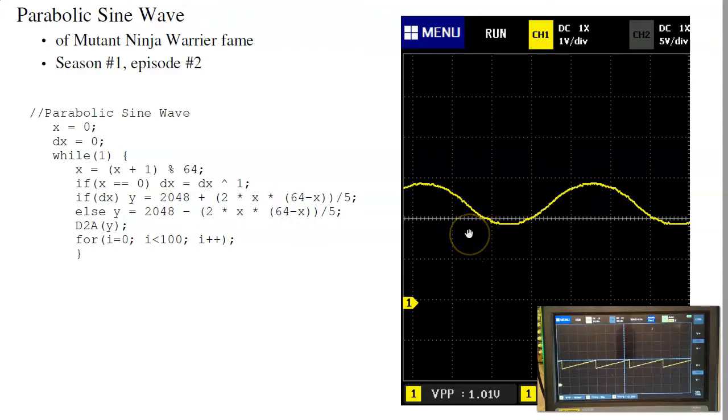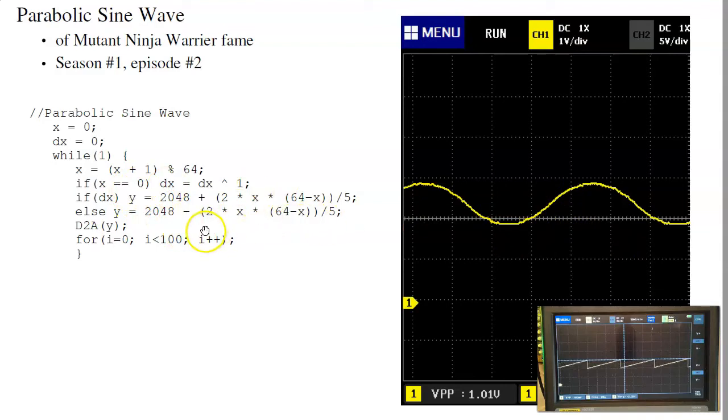If you're a Mutant Ninja Turtle fan, Season 1, Episode 2, somebody broke into the mad scientist lab and stole a parabolic sine wave generator. This is a parabolic sine wave. So we are now famous in terms of Mutant Ninja Turtles. You understand Season 1, Episode 2.